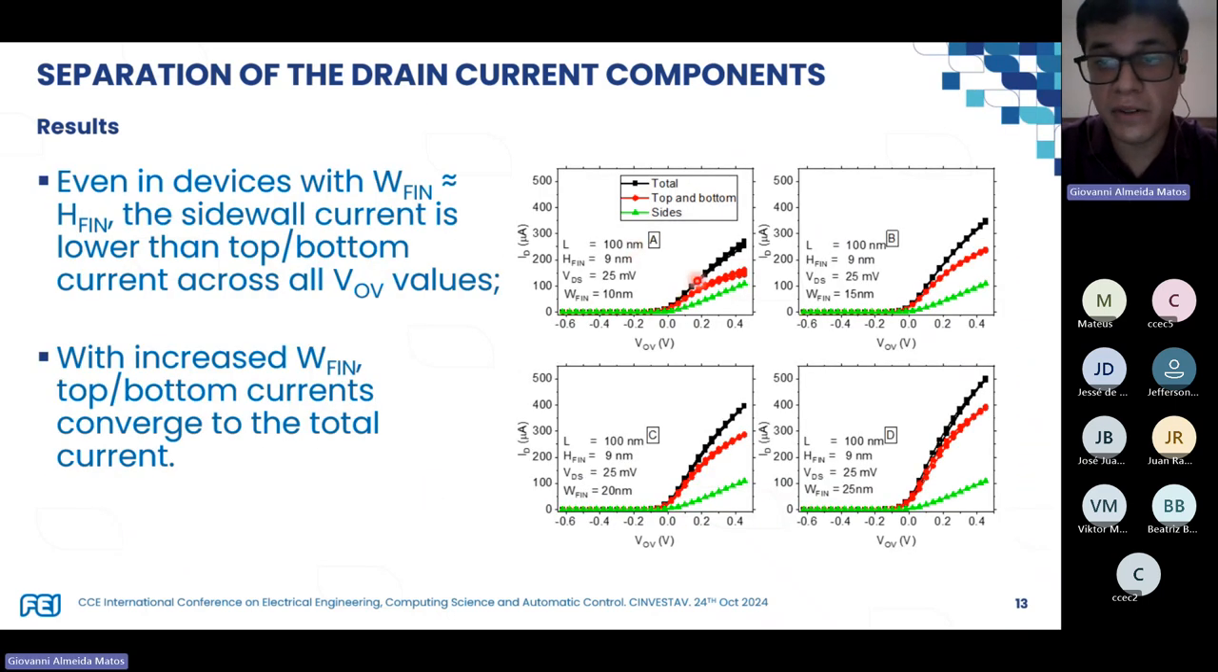This figure shows the total current and its components, the top and bottom and the sidewalls, from transistors with fin widths of 10, 15, 20, and 25 nanometers. As you can see, even in devices where the fin width and the height are close to each other, the sidewall currents are lower. And as the fin width increases, the top and bottom current converge to the total current.